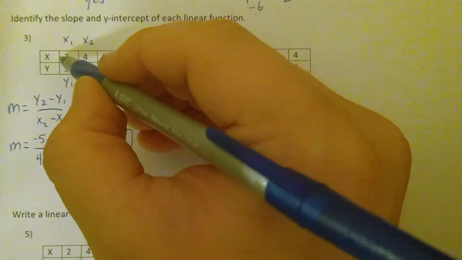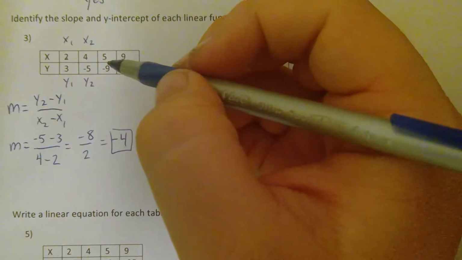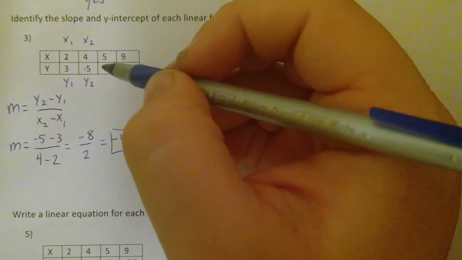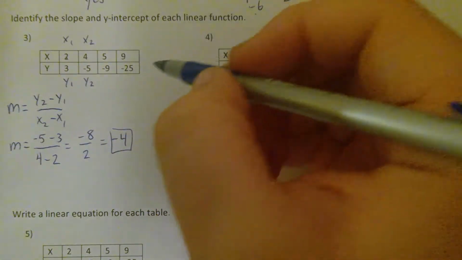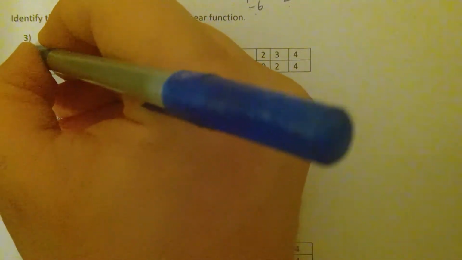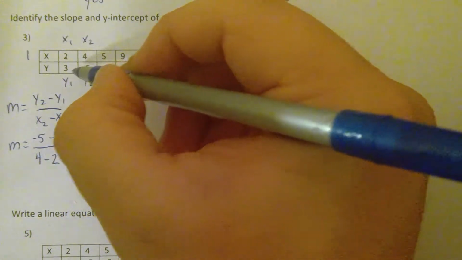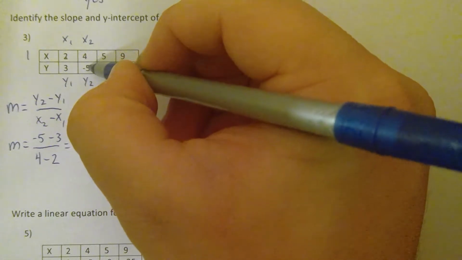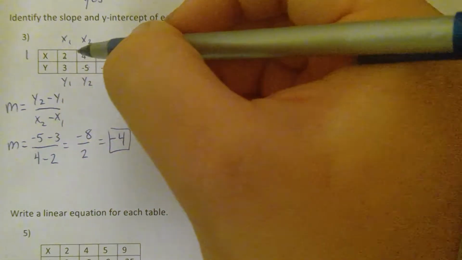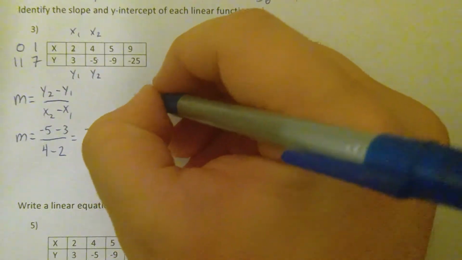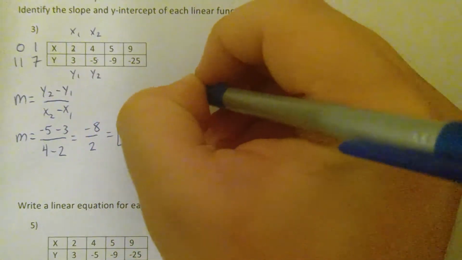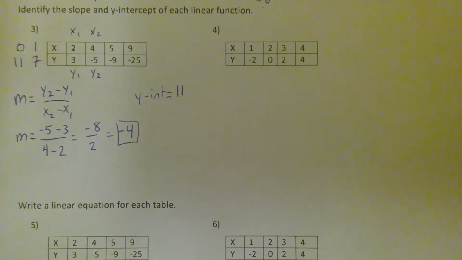So we have 2 here, but we need to go backwards. If we are going backwards here, that means we are going towards 1, so we're getting smaller. We're going down 4 to get to negative 5, so we go up 4. So we go back 1 and up 4. We have 7. Back 1, up 4 is 0, 11. So our y-intercept equals 11. Go ahead and work out number 4.